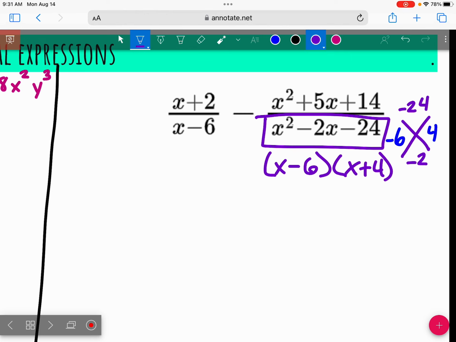I don't feel like rewriting. Yes, ma'am. You don't need to distribute it beforehand. Let's get them to have the common denominator, and then we'll subtract our top lines.